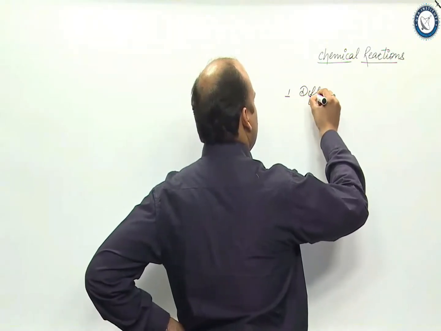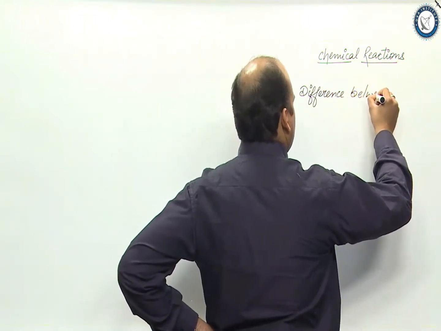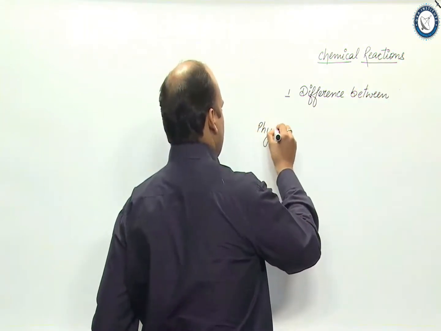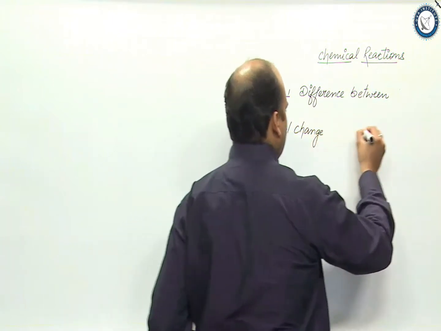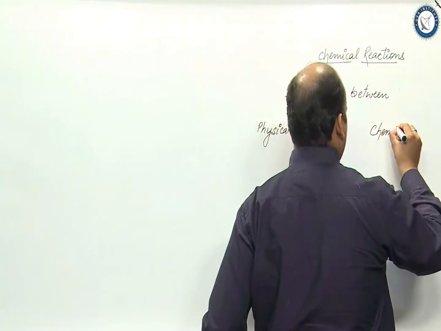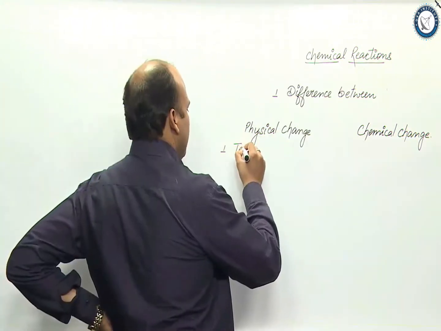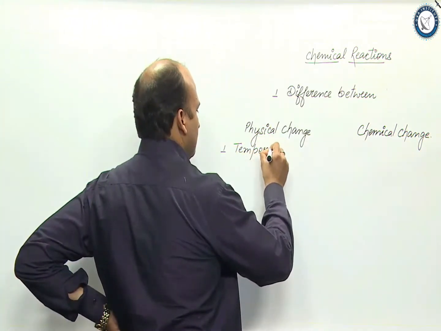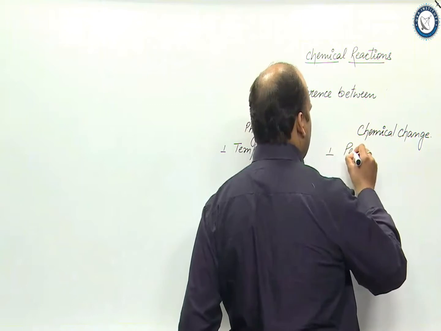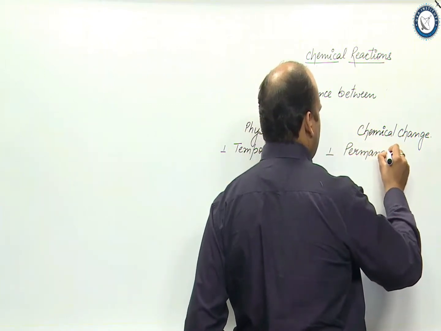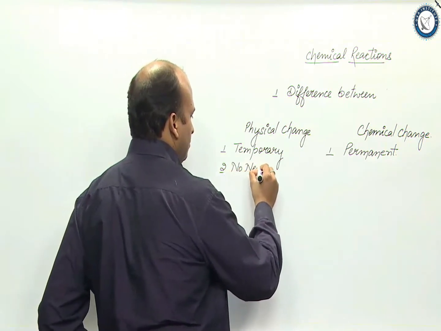Difference between physical change and chemical change. This is temporary. This is permanent. Very good. No new substance is formed.